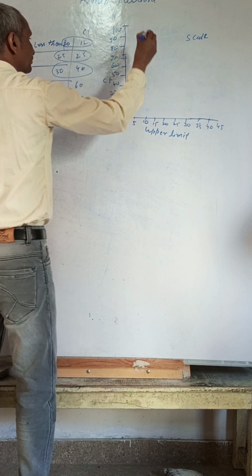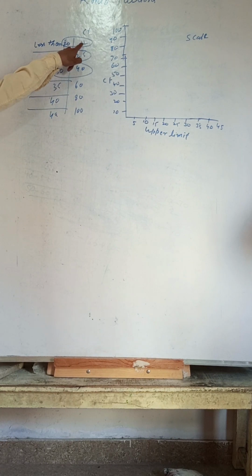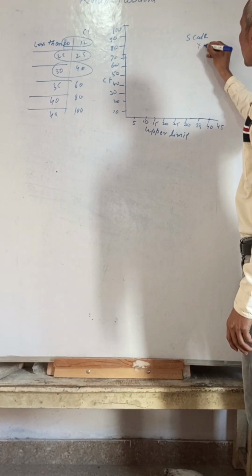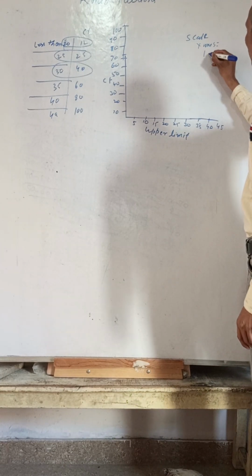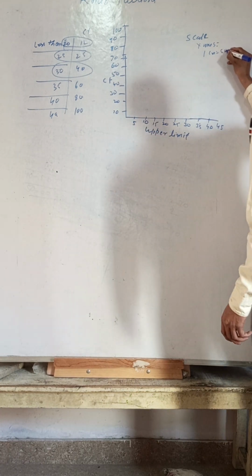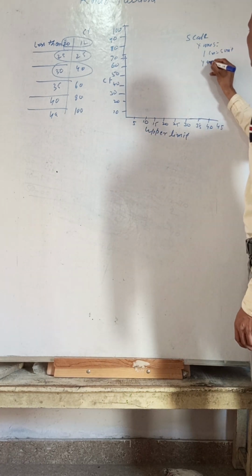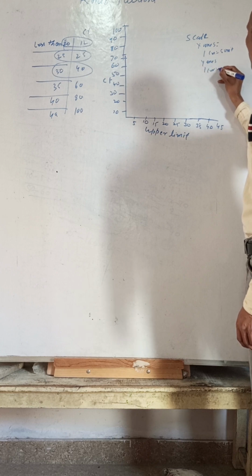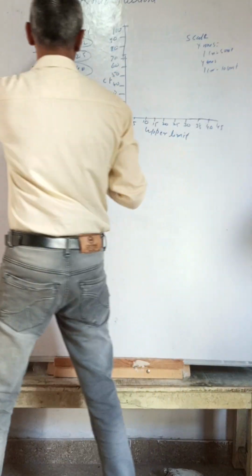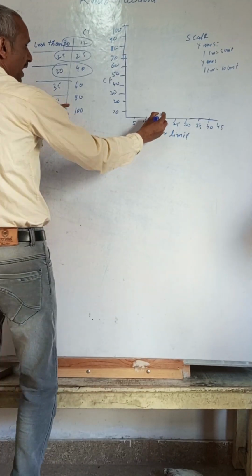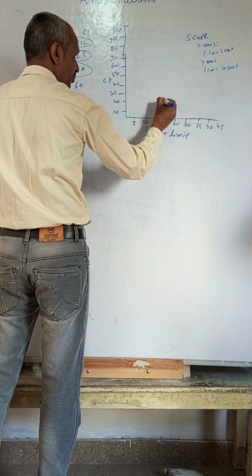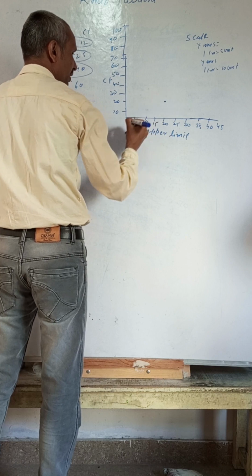Now the first point is 20 and 12. Here you write the scale: x-axis, 1 centimeter is equal to 5 units, and y-axis, 1 centimeter is equal to 10 units. Now 20, 12. This is the 20 and this is the 12. After 10, two lines: 1, 2. So here they meet, and that is one point.